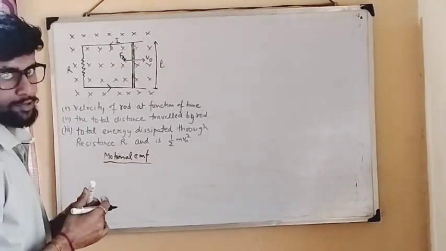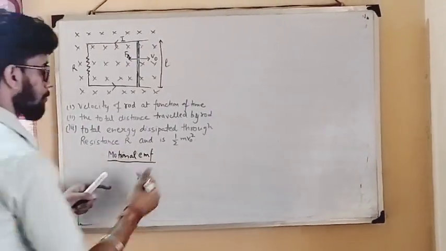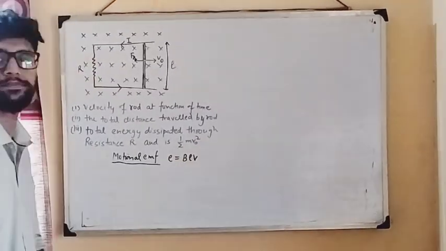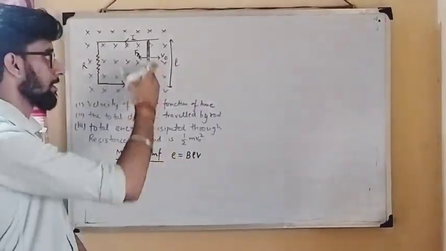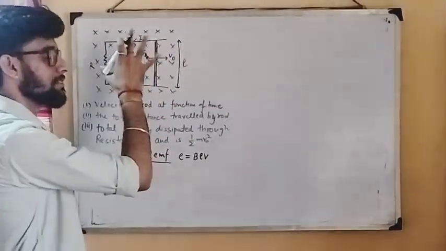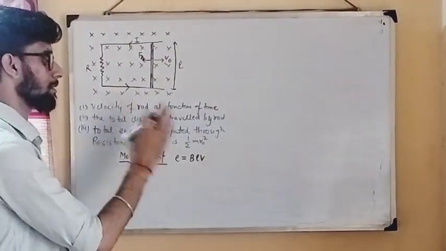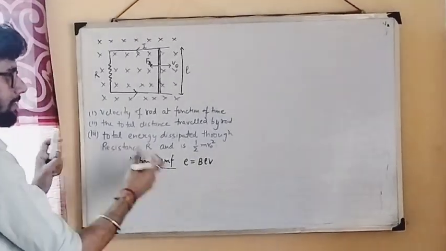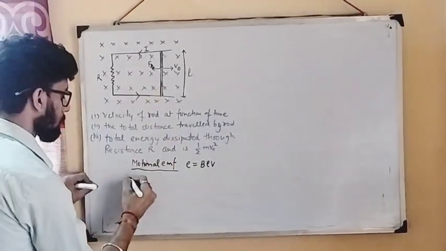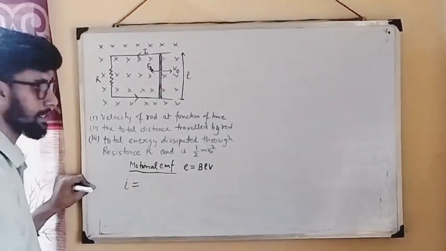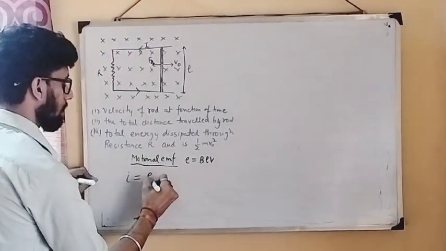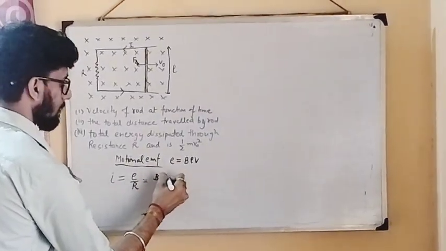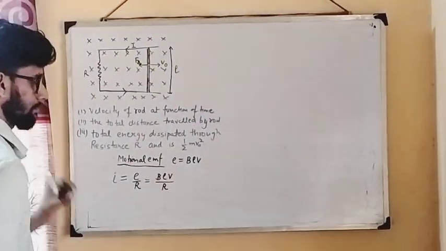So how are we going to solve motional EMF? We know the formula of motional EMF is given as E is equal to BvL. That is the EMF generated across a conductor when it is placed inside a magnetic field and moving with some velocity v. If E is the EMF generated, then the current produced inside the conductor can be given as I is equal to E upon R as per Ohm's law, and that can be calculated as BLv upon R.